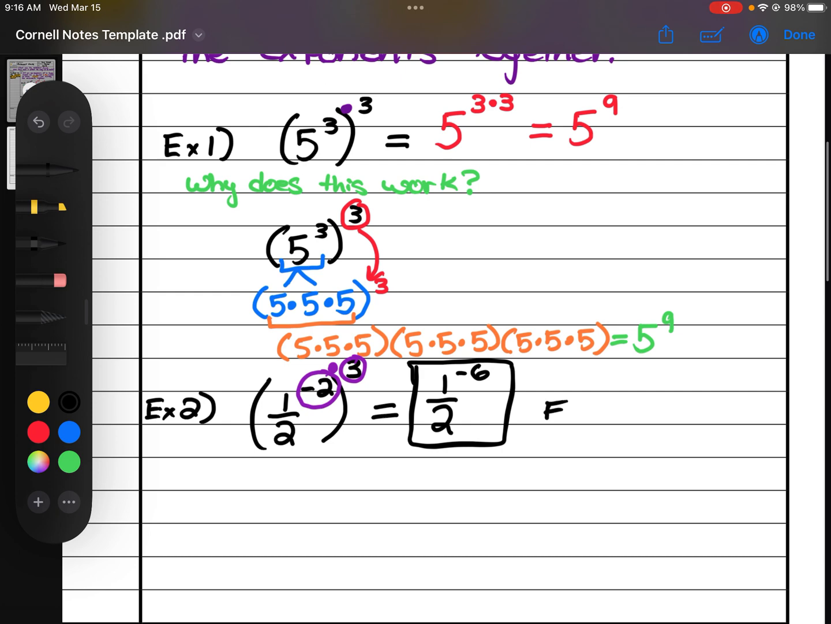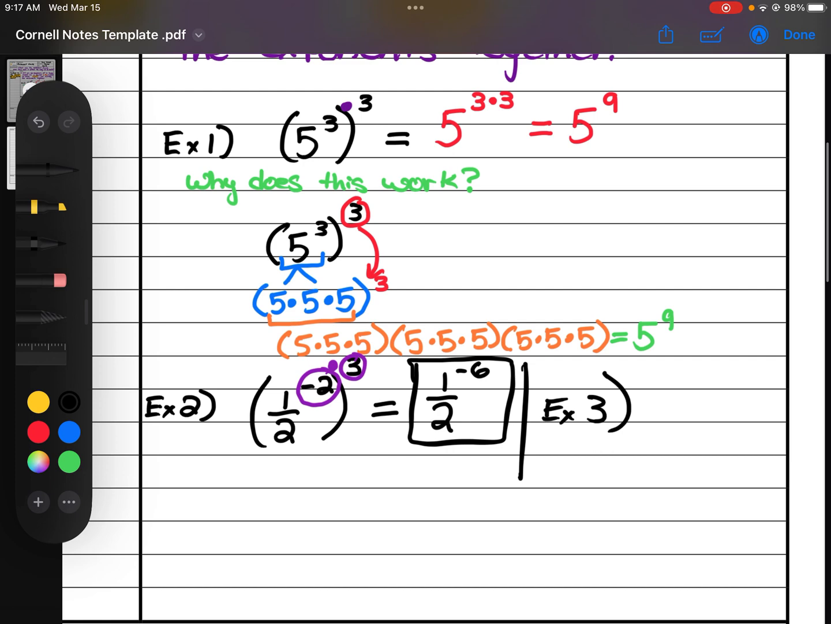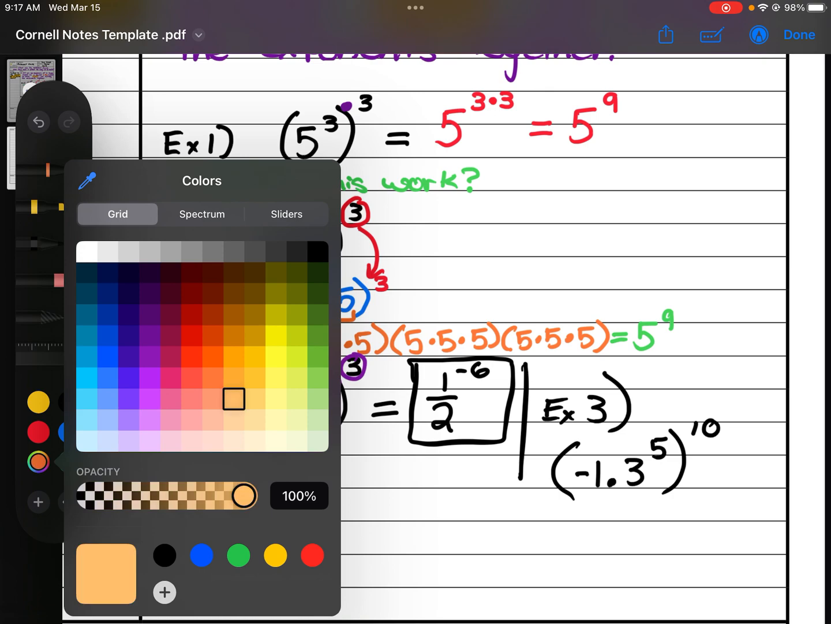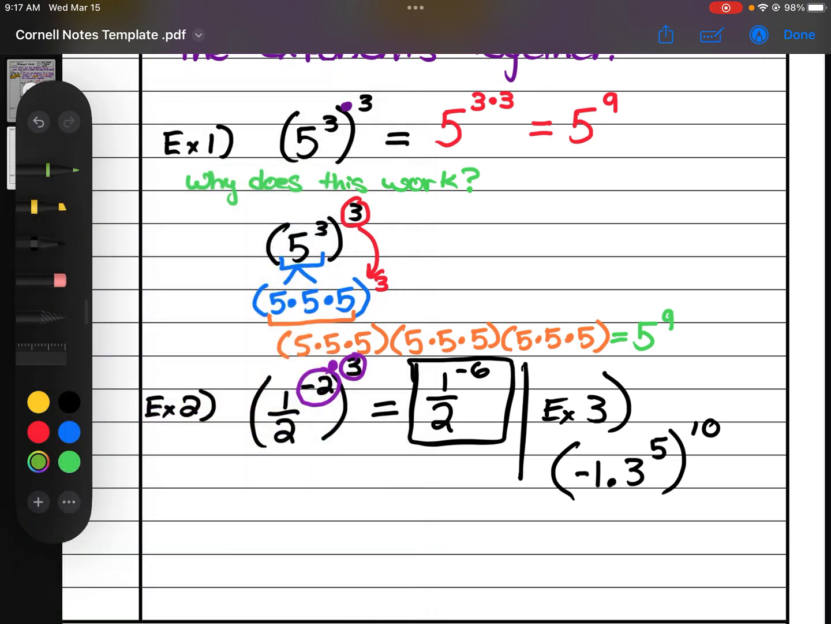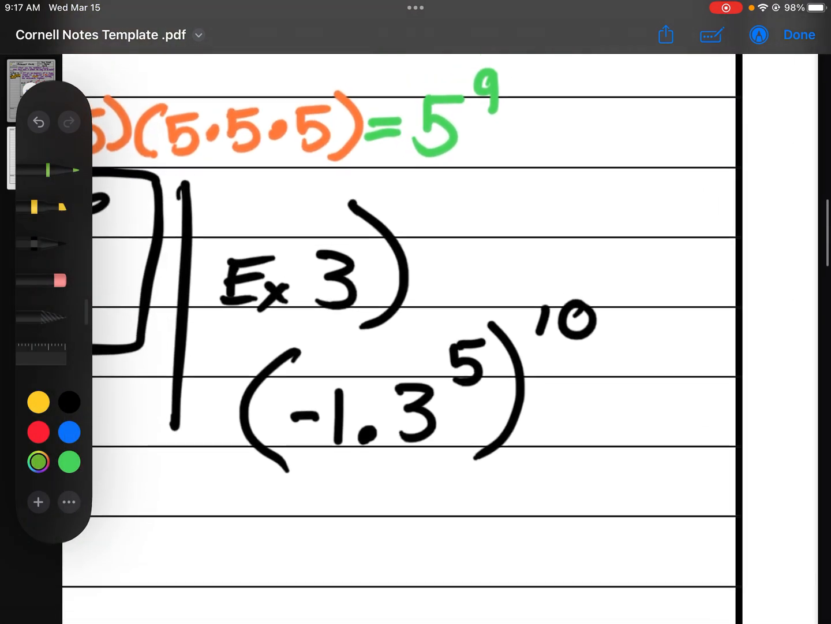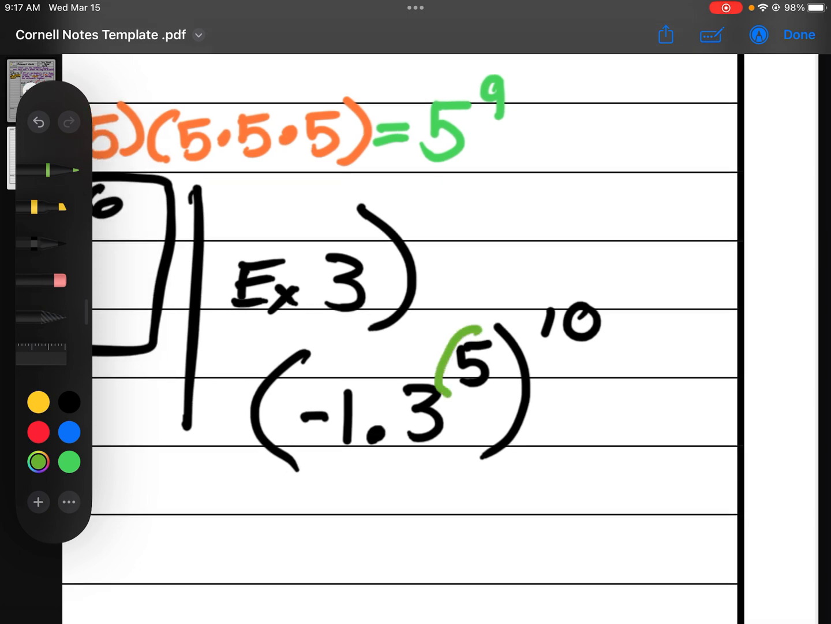So this is example 3 over here. And you can go ahead and draw a line to separate those if you need to. We're going to do a decimal this time. So let's have negative 1.3 to the 5th power. And then we're going to have this to the 10th power on the outside. So remember the exponent rules here. We are just, and I'm going to switch to green, we are just going to multiply the exponents because I have a power raised to another power.